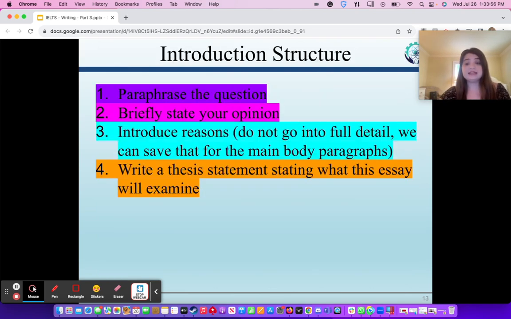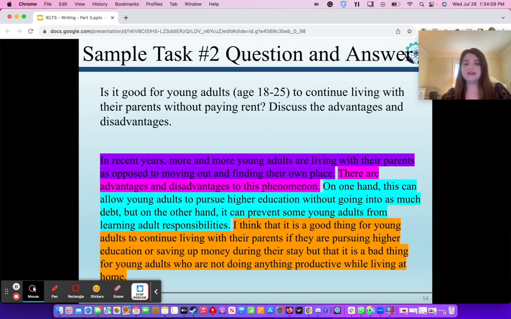Then we're going to write a thesis statement stating what this essay will examine. So, what is the main point that we're trying to make with this essay that we're going to continue to come back to? So, let's read that. It says, I think that it's a good thing for young adults to continue living with their parents if they're pursuing higher education or saving up money during their stay, but that it is a bad thing for young adults who are not doing anything productive while living at home. So there we go. So there's our thesis. Our thesis basically is that it's good if they're being productive while living at home and pursuing higher education, having adult responsibilities.